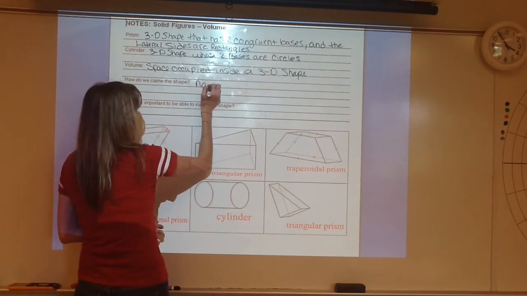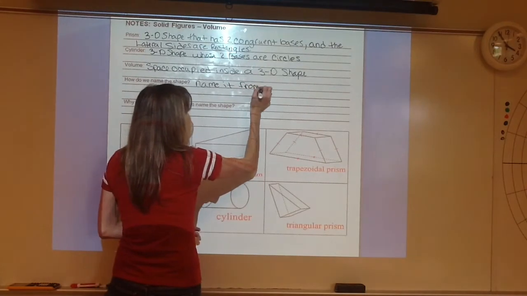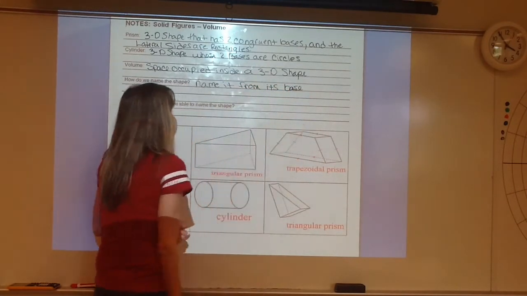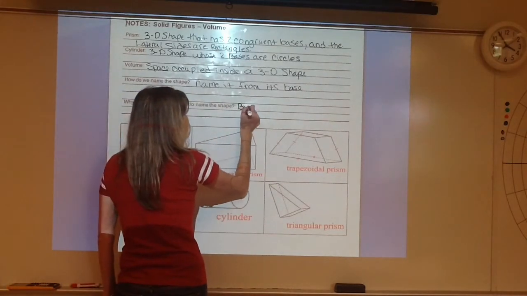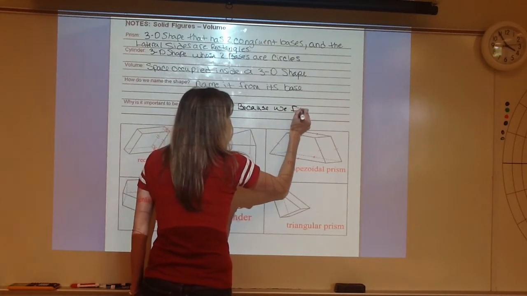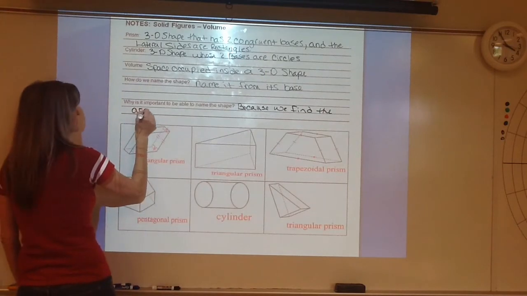So how do we name a shape? We name it from its base. Why is it important? Because we find the area of the base.